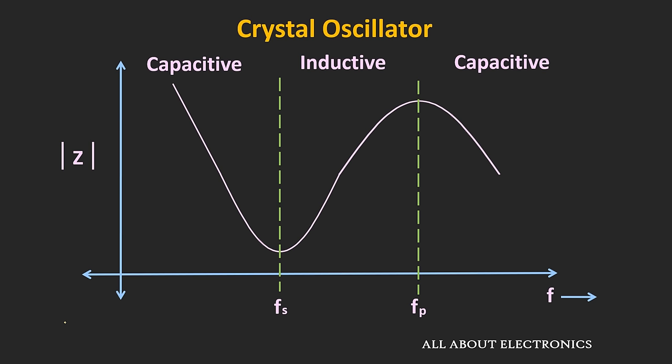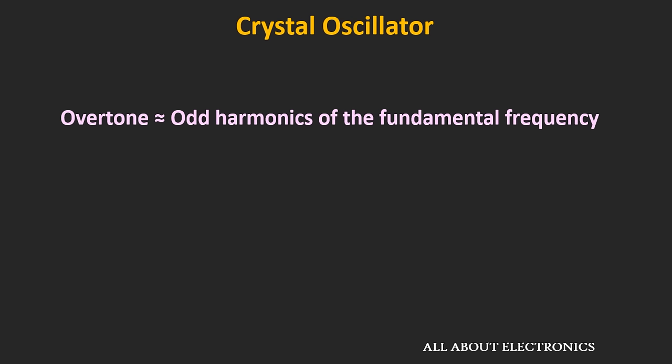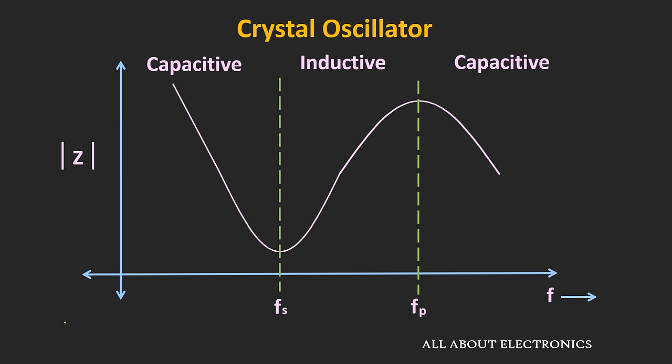But if we go above a certain frequency, then it is not possible to reduce the thickness of this crystal. So in such a case, the crystal is operated at the overtone frequencies instead of the fundamental frequency. So in simple terms, this overtone is approximately the odd harmonics of this fundamental frequency. By operating this crystal at the overtones, it is possible to generate frequencies in the range of hundreds of megahertz. So now let's see, using this crystal, how we can design the crystal oscillator.